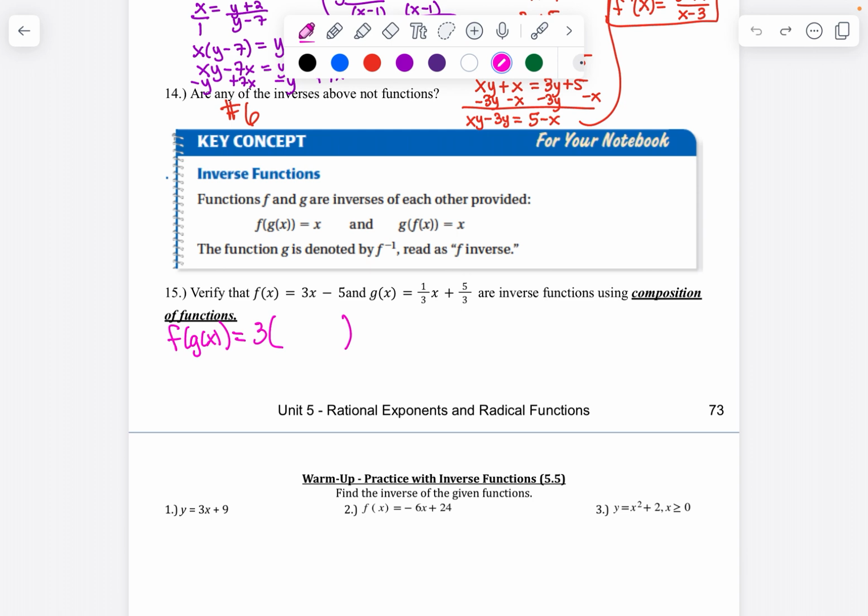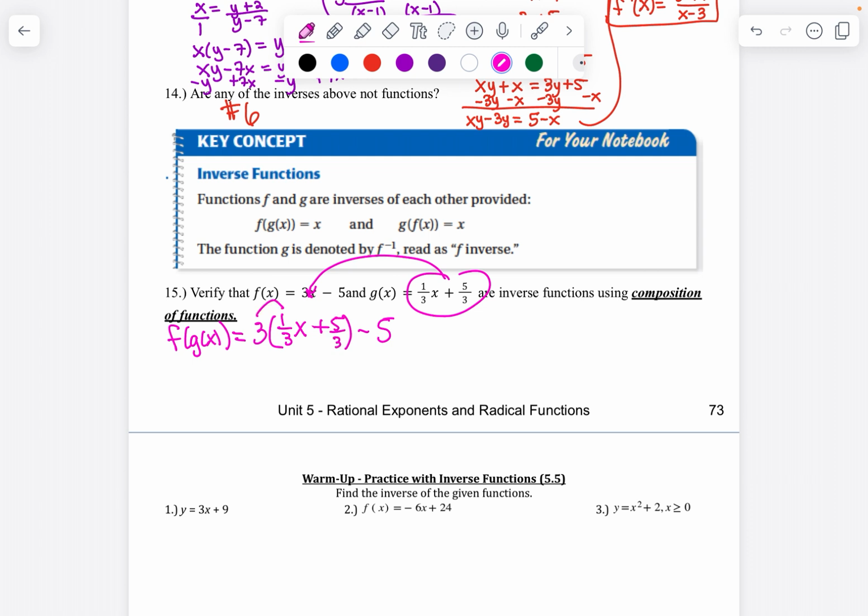So function f says 3 times some input minus 5. So I left the x out, put a blank set of parentheses, because with substitution, remember we get rid of the original variable, and in place of it, put our new stuff. And our new stuff is supposed to be g of x. So I'm bringing all of this and putting it in place of that x. So 1/3 x plus 5/3.